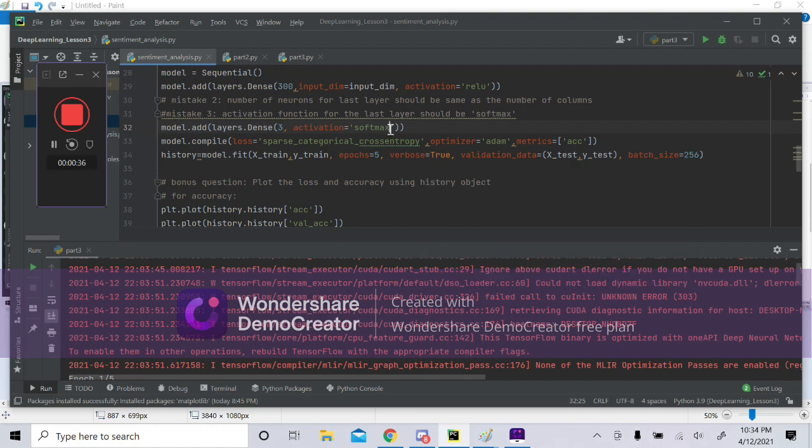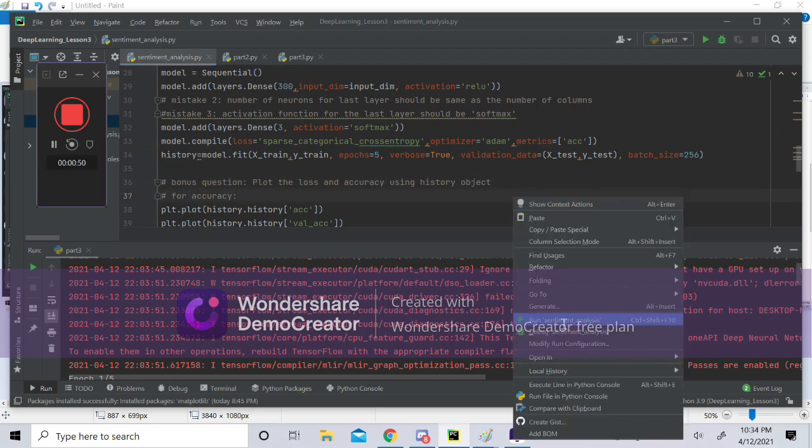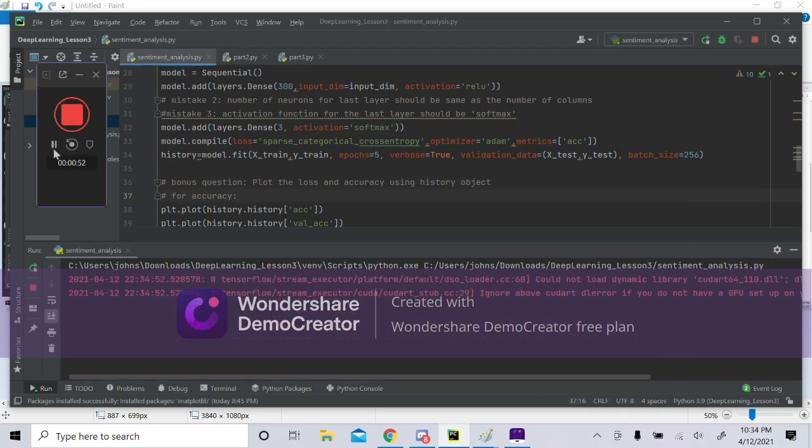And then lastly, the activation was set to sigmoid, and it should be softmax, because that is the activation function you want to use in the last layer when the loss is equal to sparse categorical cross entropy. So once all this was fixed, it was running correctly. We'll go ahead and run it.